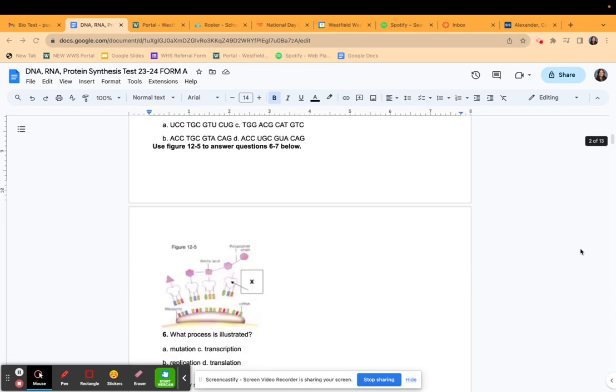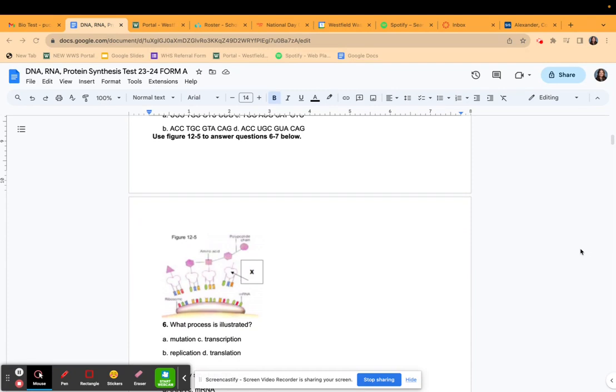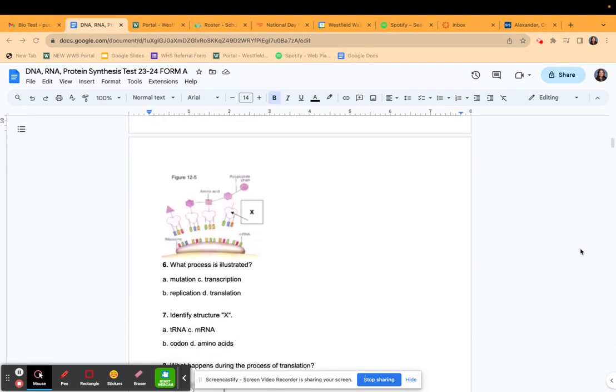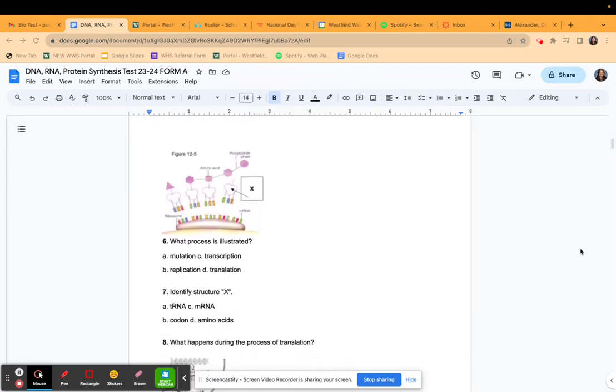Use figure 12.5 to answer questions 6 through 7 below. Number 6. What process is illustrated? A. Mutation, B. Replication, C. Transcription, D. Translation. Number 7. Identify structure X. A. tRNA, B. Codon, C. mRNA, or D. Amino acids.